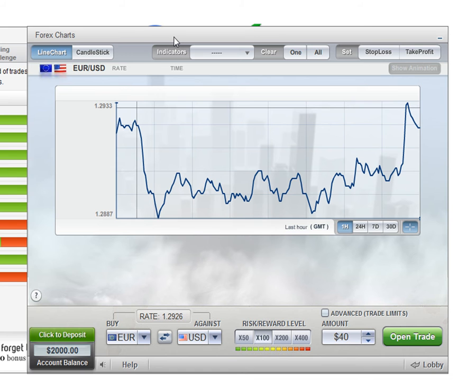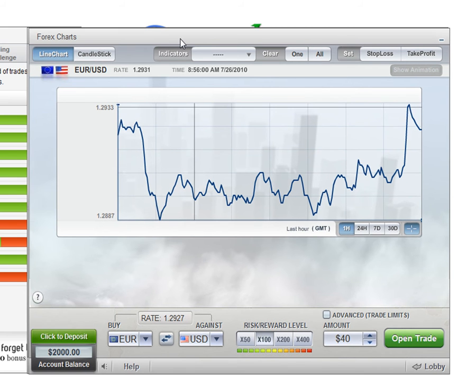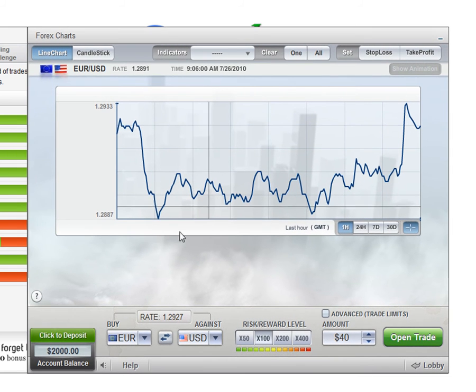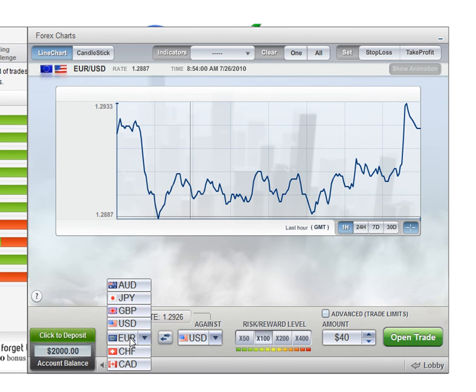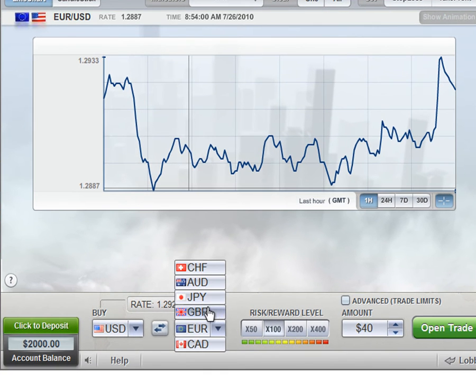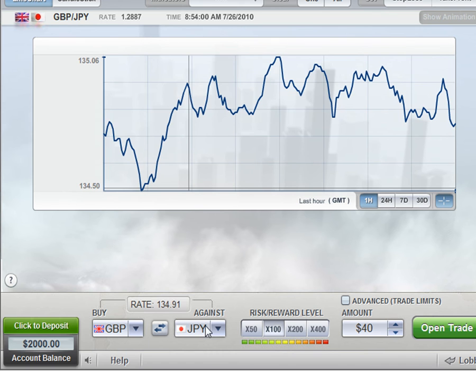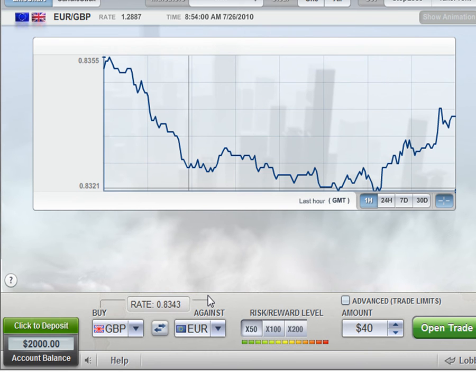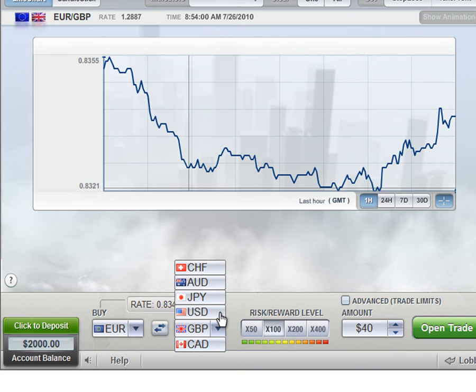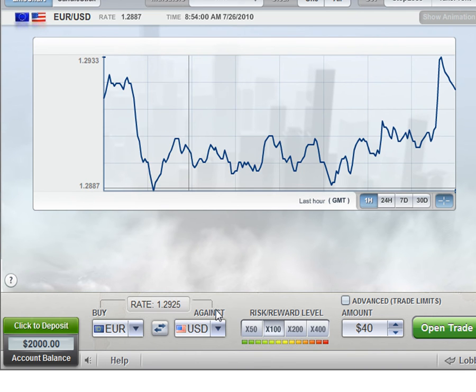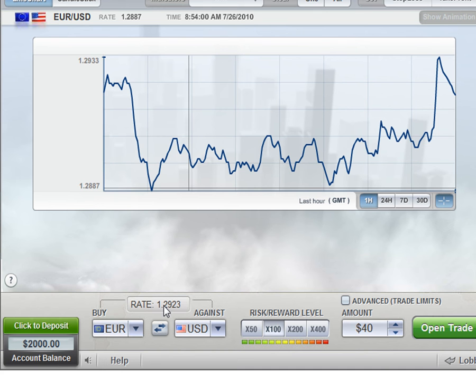Once you click there, you will see this window that pops up. I have it set up as the euro against the dollar. I mean, you can switch this into the dollar against the pound, or you can switch between the pound against the euro. It's really up to you. Because I trade the euro against the dollar the most, I have it set up like this. Right now the rate is 1.2924. It means that 1 euro is equal to 1.2924 US dollars.